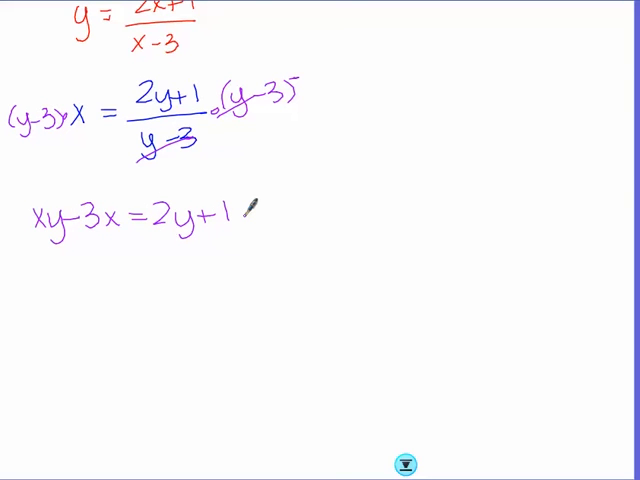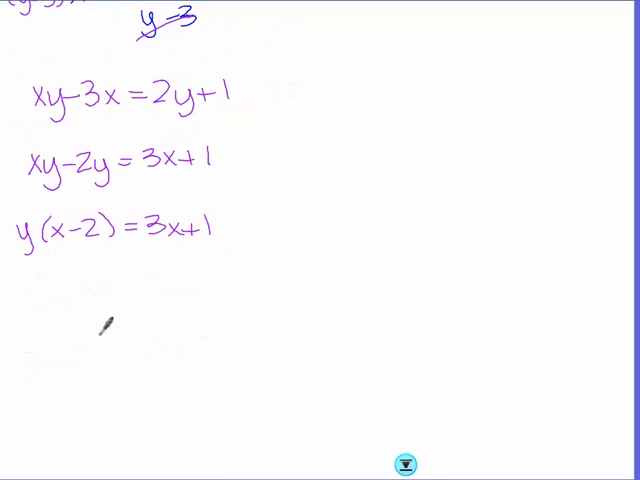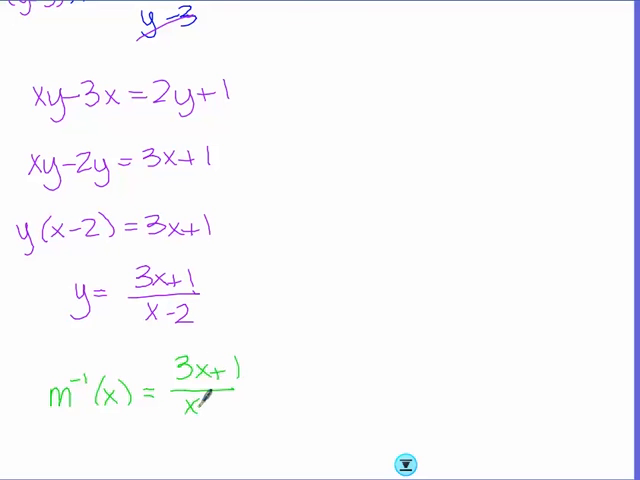Now I want to get all of the y terms on one side and all of the other terms on the other side. Then I'm going to factor out my GCF of y. Then I'm going to divide by x minus 2. Lastly, I need to change my notation. So I have that m inverse of x equals (3x plus 1) over (x minus 2).